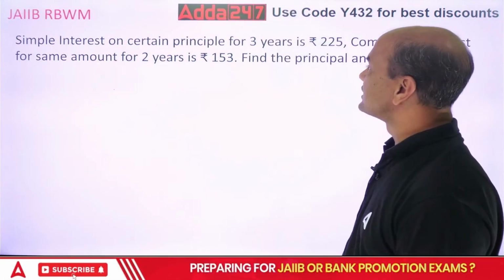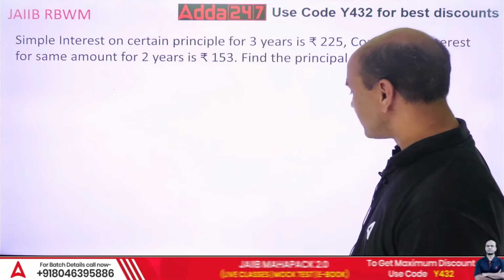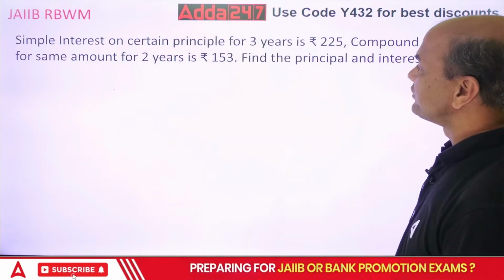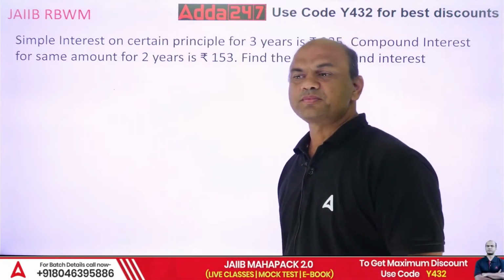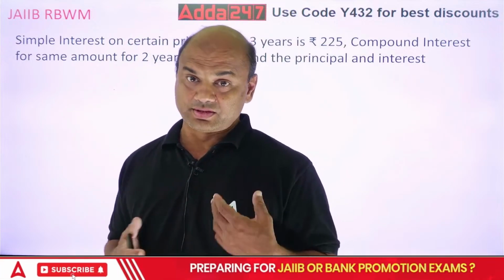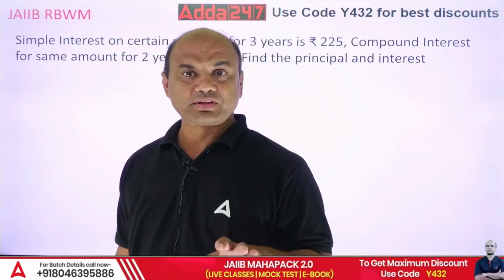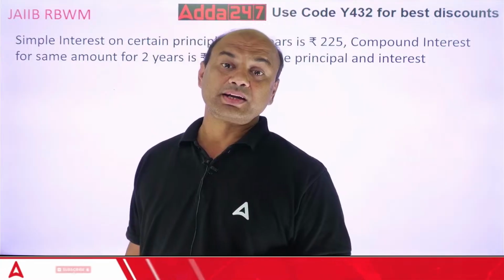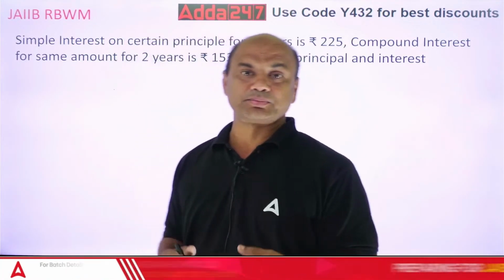Simple interest on a certain principal for 3 years is 225. Compound interest on the same amount for 2 years is 153. Find the principal and the interest. Now the simple interest concept, we feel that we know simple interest very well. But actually, we don't know simple interest to that extent. We have learned the formulae, but we don't understand simple interest.